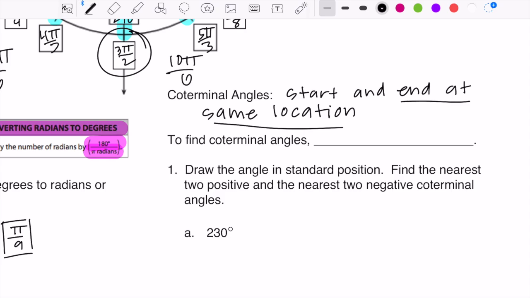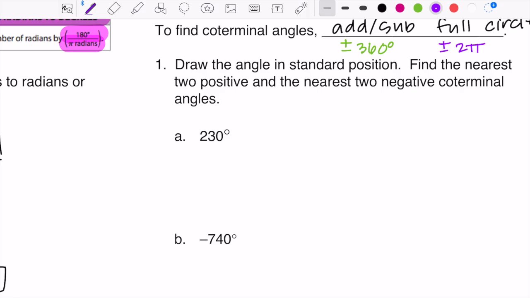So to find coterminal angles, you are going to add or subtract the full circle. So if you are in degrees, you're either going to add or subtract 360, and if you're in radians, you're going to add or subtract 2 pi. Okay? So let's go ahead and take a look at this. It says draw the angle in standard position and find the nearest 2 positive and the nearest 2 negative coterminal angles. So let's start with the drawing.